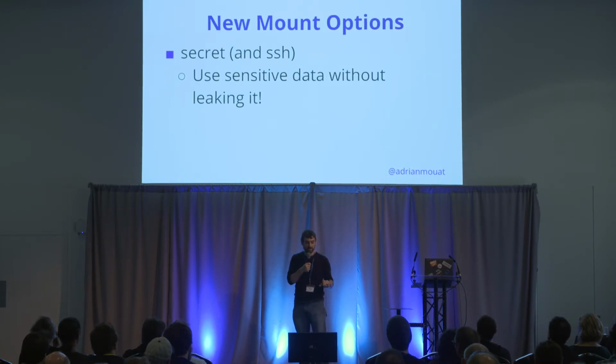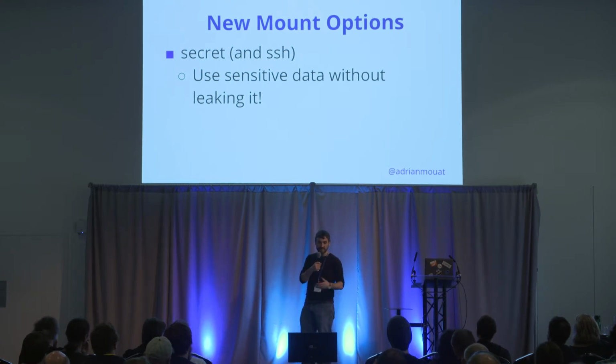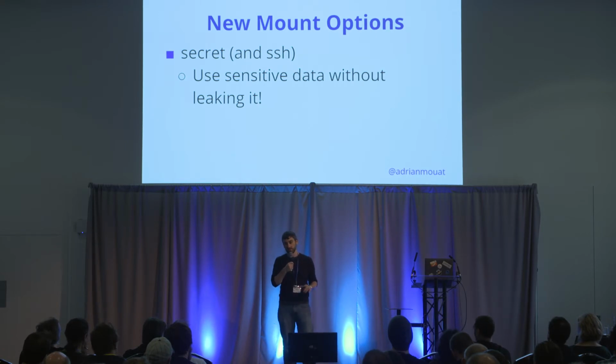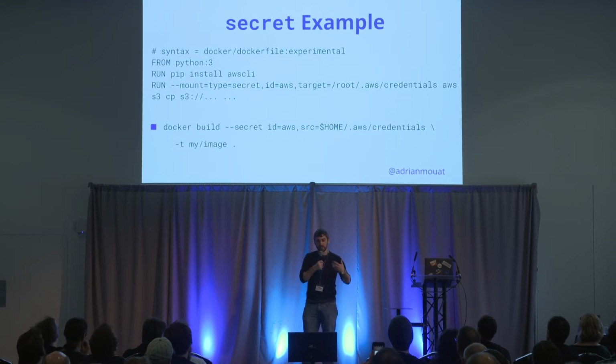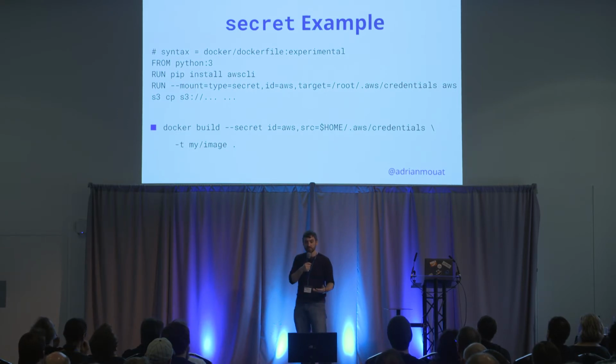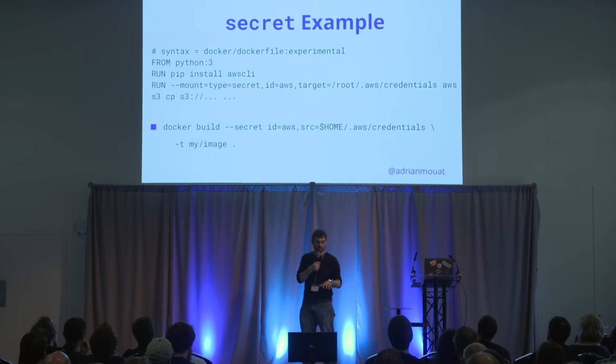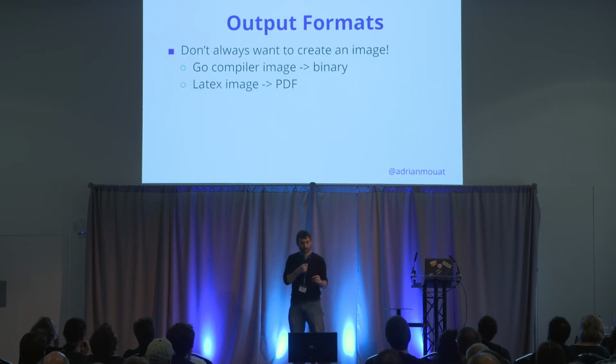Another good one is the secret and the SSH one, so we can get secret data in via this mount option without leaking it in the final image. Again, it works in pretty much the same way, except we do --mount=type=secret. In this case, we're using it to put in the credentials for AWS, so we can download data from an S3 bucket. We do also need to hand the flag to docker build, so docker build knows where to find the credentials.